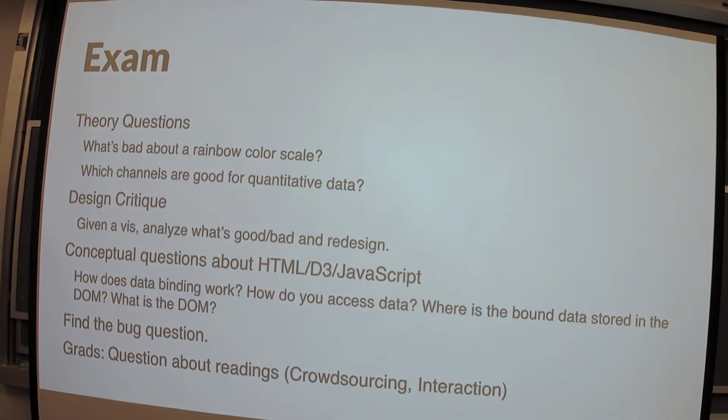And then finally, for the grad students, there will be questions about the reading. So the 2 papers that we discussed in class, definitely take a close look at those again: the paper about crowdsourcing graphical perception, and the interaction paper by Jeff Heer and Ben Shneiderman that we read for last week's class. So that's the structure. Any questions about this?